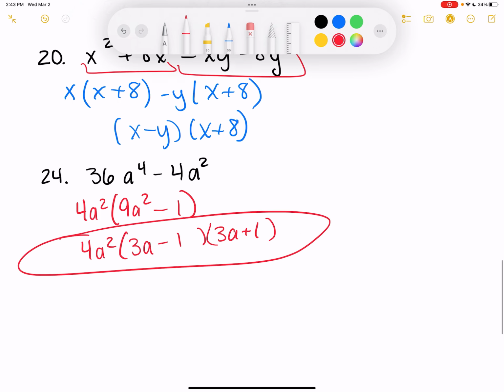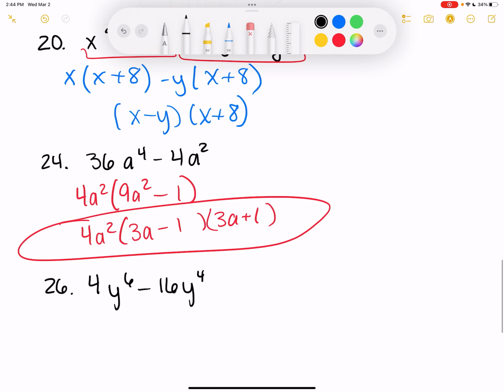Okay, good enough. All right, next one. 26. 4y to the 6th minus 16y to the 4th. 4y squared. Wait, no, 4y to the 4th. Okay, 4y to the 4th can come out. So what does that leave me with?